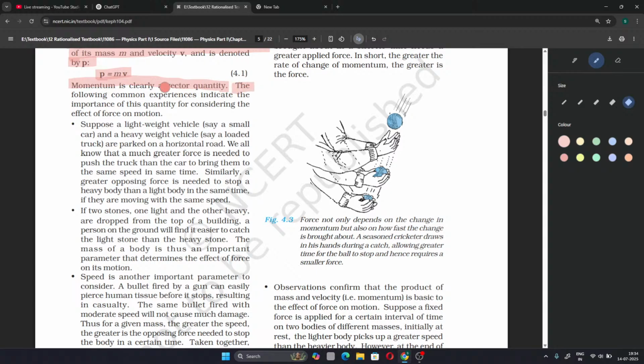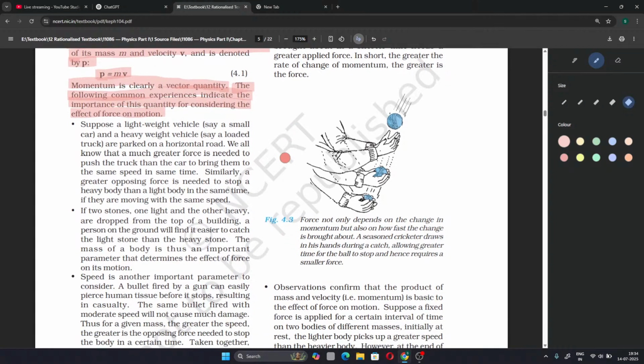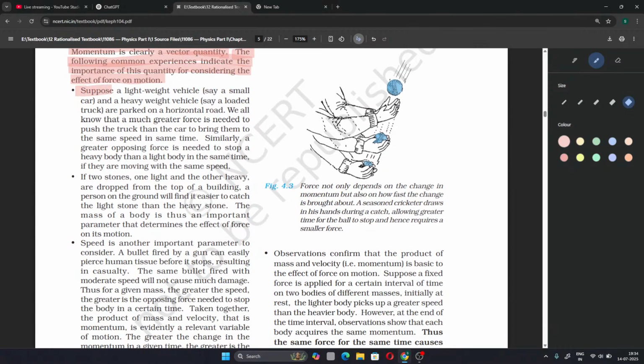It has a direction. The following common experience indicates the importance of this quantity for considering the effect of force on motion. Basically, this is very important. We will see how. Suppose a lightweight vehicle, let's assume a small car, and a heavyweight vehicle, we can say a loaded truck, are parked on a horizontal road. We all know that a much greater force is needed to push the truck than the car to bring them to the same speed in the same time.